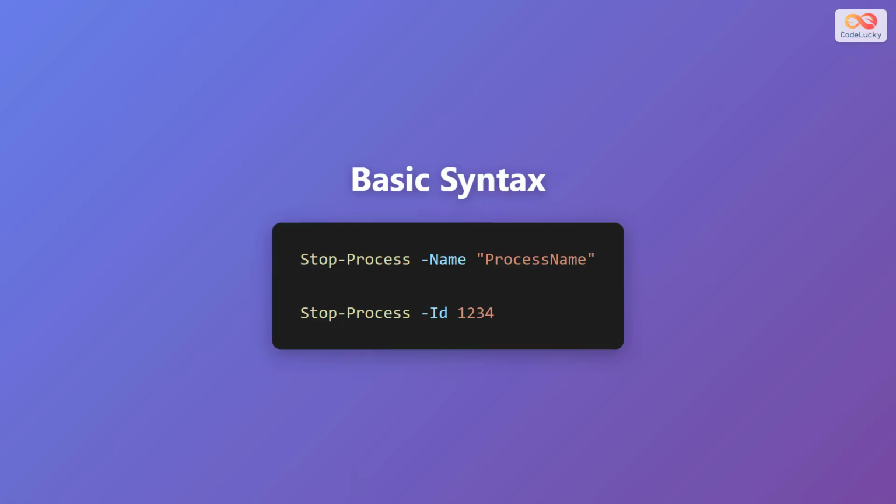The basic syntax of Stop-Process is straightforward. There are two primary ways to use this cmdlet. First, you can stop a process by name using the -Name parameter followed by the process name in quotes. For example, Stop-Process -Name "process name". Second, you can stop a process by its ID using the -Id parameter followed by the numeric process ID. For example, Stop-Process -Id 1234. Both methods achieve the same result, but choosing between them depends on your specific scenario and how precisely you need to target the process.